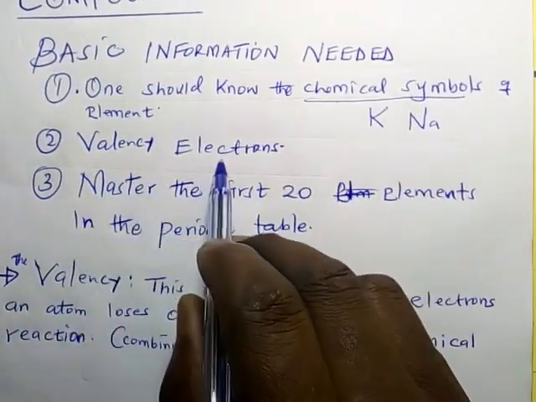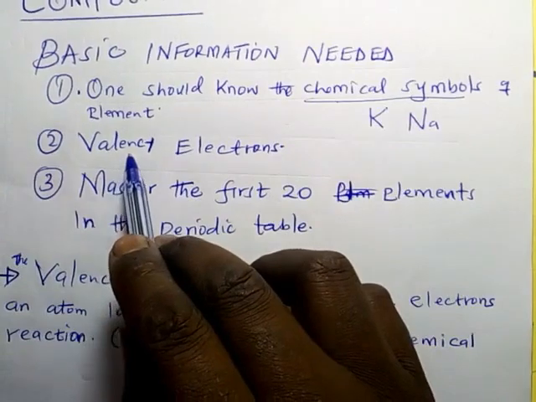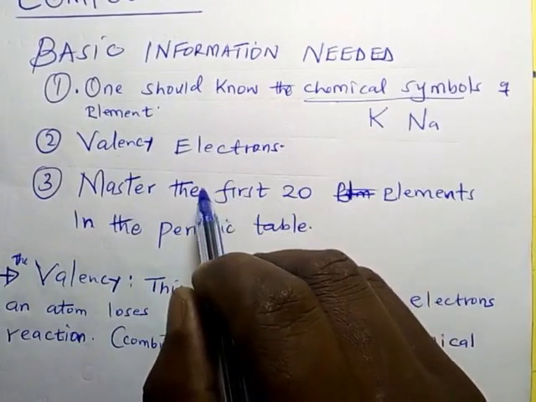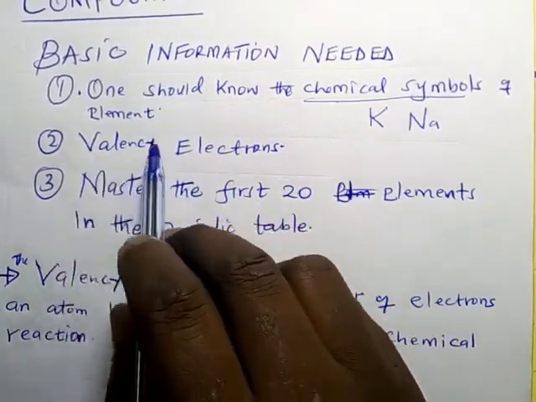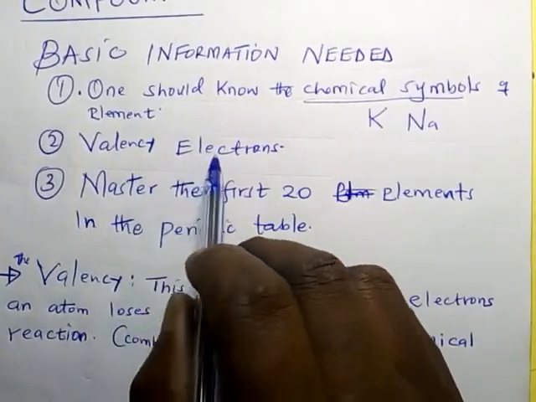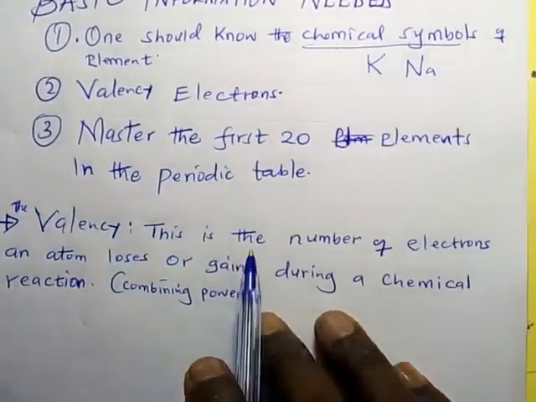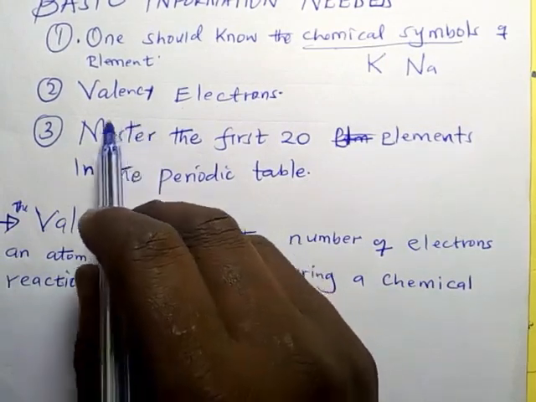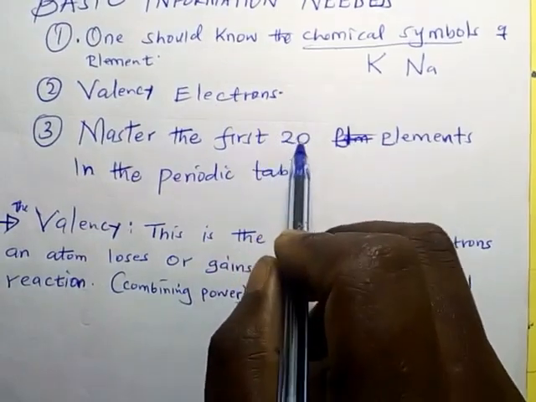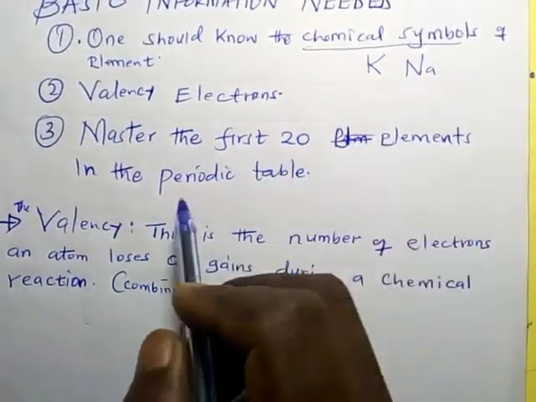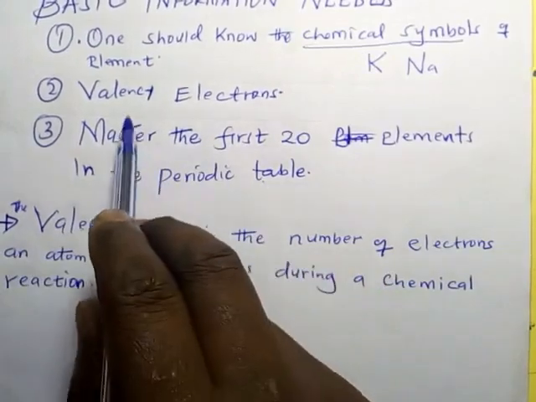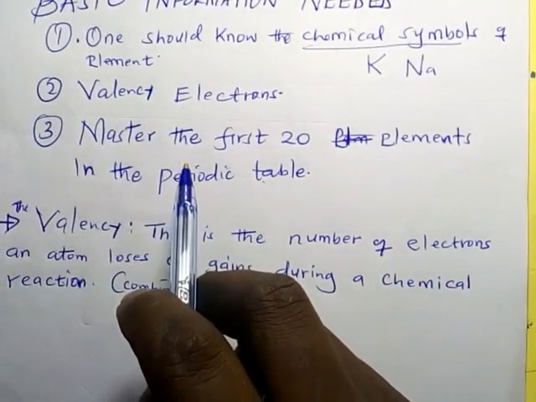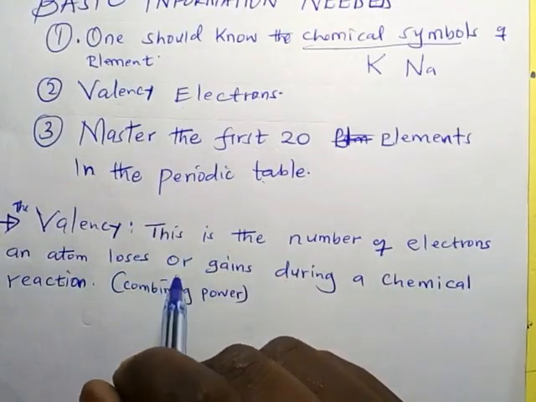The second thing you must have at your fingertips is the valence electrons. This is the valence of the element you are talking about, and that's what I want to take you through: how to determine the valence of an atom. And the third thing I think you must have is the first 20 elements in the periodic table. You need to master them. You should know that the first one is hydrogen, helium, downwards to calcium, number 20.